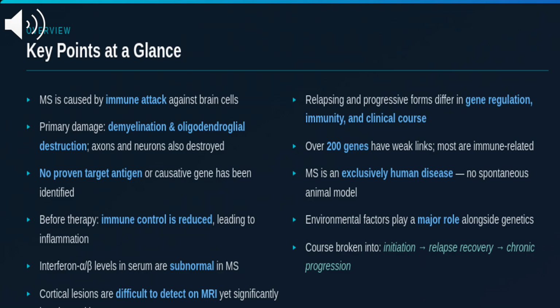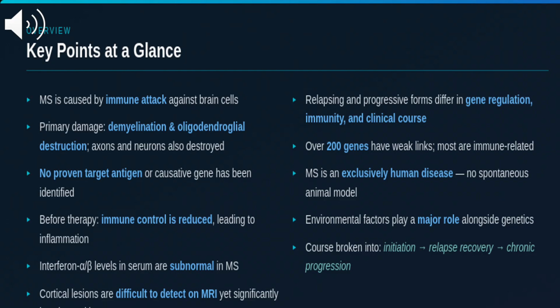Before we get into details, let me give you the 6 to 10,000 foot view of what the science has established about MS immunology. First, the fundamental fact. MS is caused by immune attack against brain cells. The primary target of that attack is the myelin sheath and the cells that make it, oligodendrocytes, but axons and neurons themselves are also destroyed, particularly as the disease progresses. This is why disability accumulates even when inflammatory activity appears to quiet down.